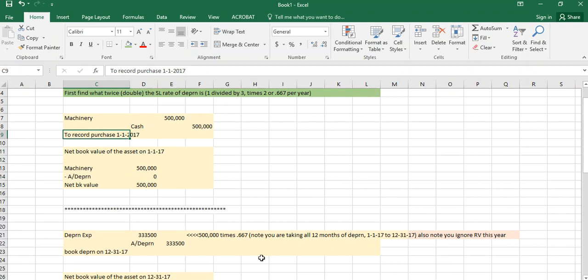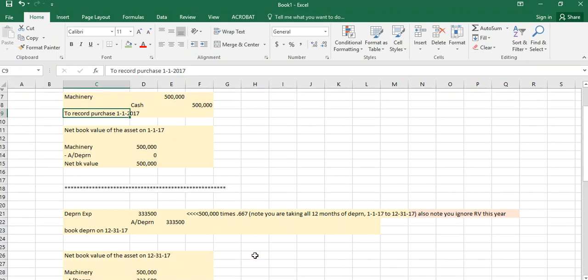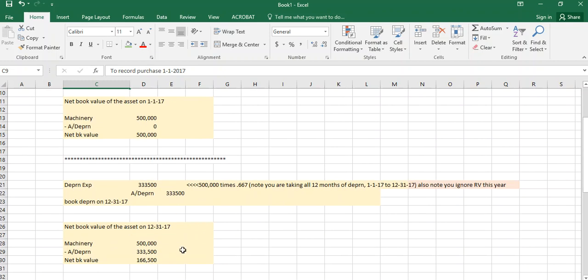If it was bought 7/1, then you would take $500,000 times 0.667 times half. You'd take 6 months divided by 12. So just be cognizant of purchase date versus when you're having to update depreciation. This is simple because we bought it on the 1st and here we are 12 months later. So 500,000 times 0.667, which is our rate.